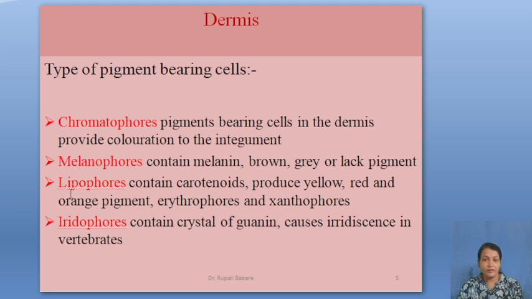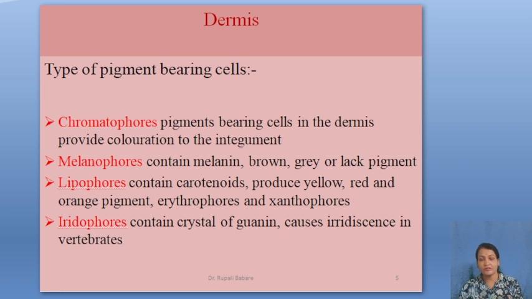Third type of pigment cell is the lipophore, which contains carotenoids and produces yellow, red, orange pigment: erythrophores and xanthophores. Fourth pigment-bearing cell is the iridophore, which contains crystals of guanine, causing the iridescence in vertebrates. This is all about the layers of epidermis and the dermis.